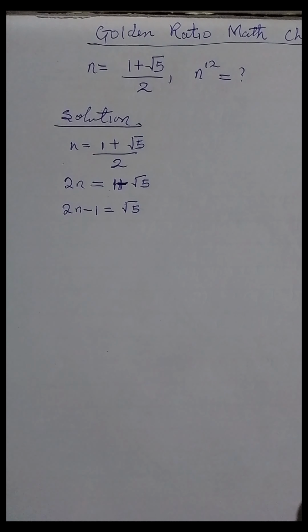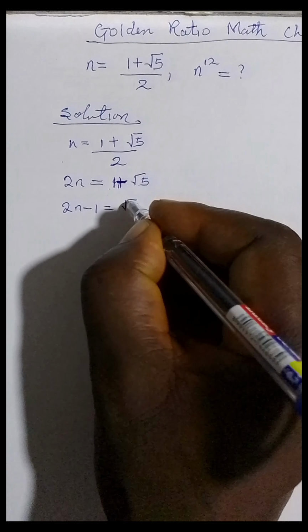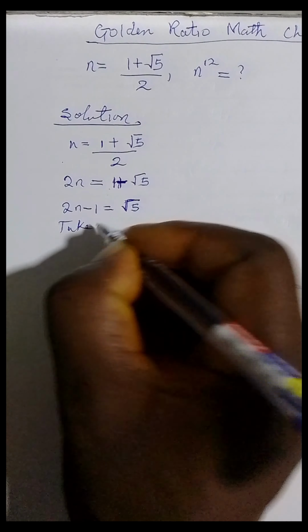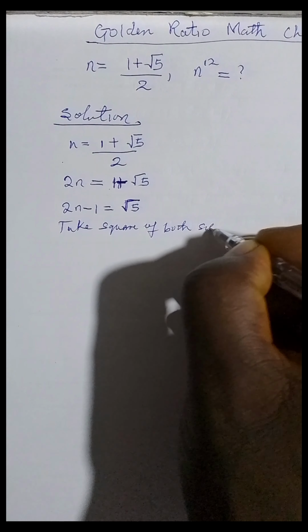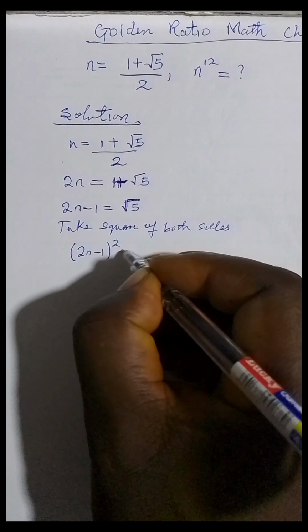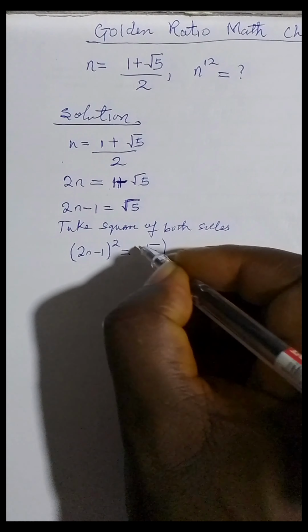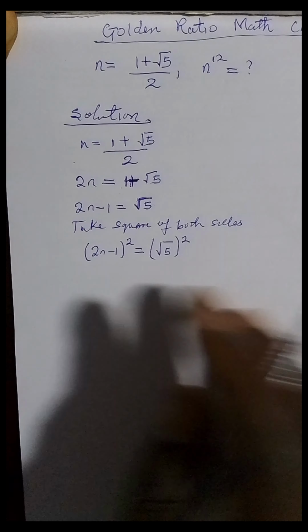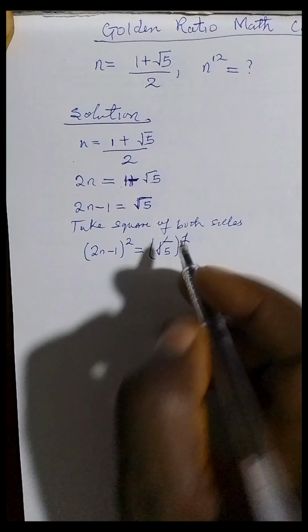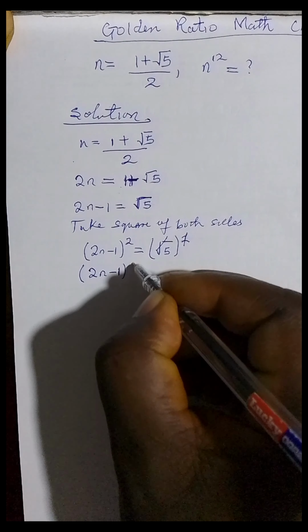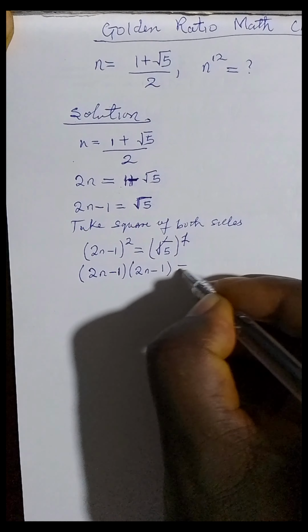Now, to remove the square root sign over the 5, we need to take the square of both sides. That will give (2n minus 1) squared equal to root 5 squared. What the square does to the root 5 is that it takes care of the square root, so square and square root cancel each other out. So you have (2n minus 1) times (2n minus 1) equal to 5.